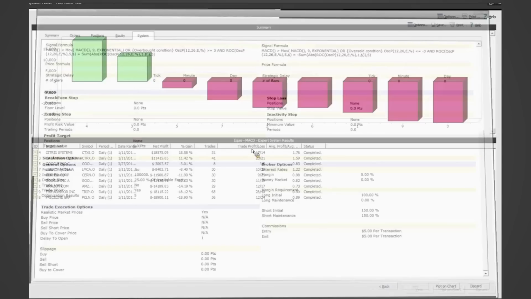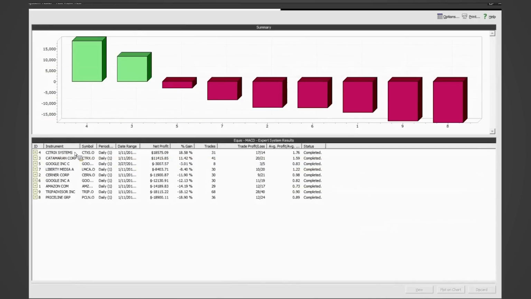Okay, so that's a quick overview of the system tester. Now, if I'd wanted to do Citrix Systems, I can take that back, go and open the chart, put on my expert advisor, and use it to help me manage the trade as I showed you at the beginning of the presentation. So that's one workflow that we can do.